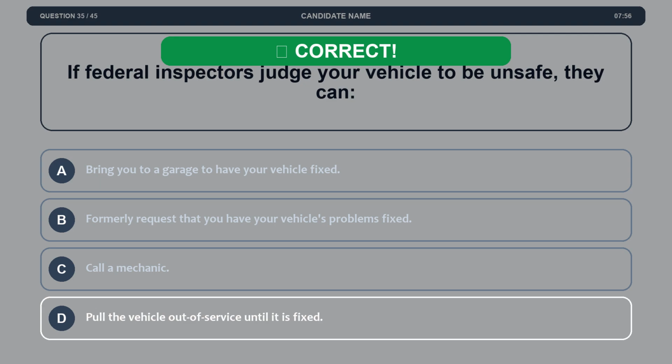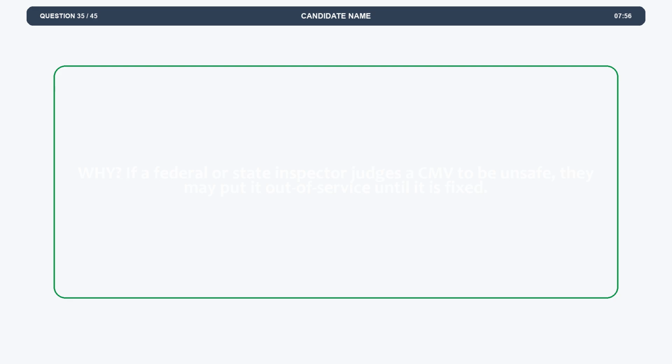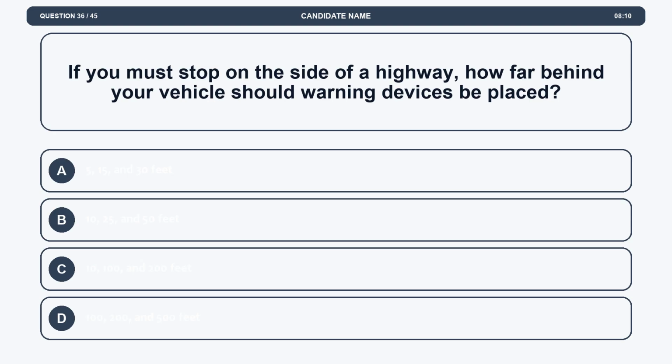The correct answer is option D. Pull the vehicle out of service until it is fixed. Explanation. If a federal or state inspector judges a CMV to be unsafe, they may put it out of service until it is fixed.